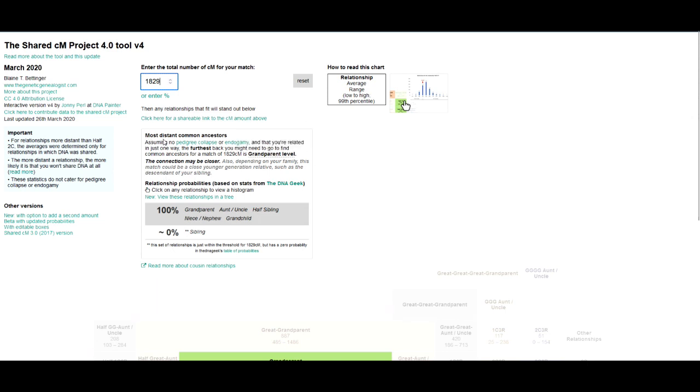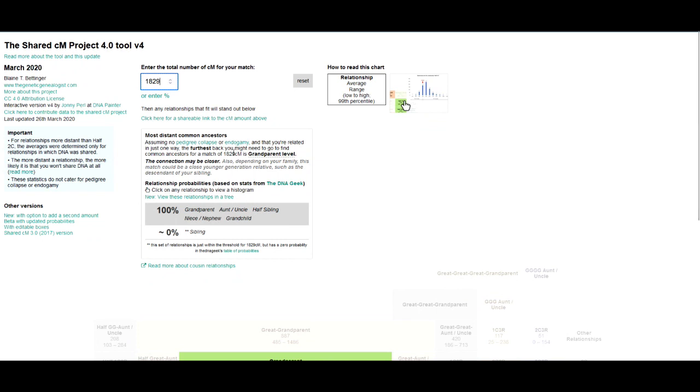So I'm just going to read a little bit. Most distant common ancestor, assuming no pedigree collapse or endogamy. Endogamy meaning cousins marrying cousins, and all of that. That can change things. That's very important. We could talk about that at a later video, because that can change your cMs. Endogamy will make your cMs higher than they should be.